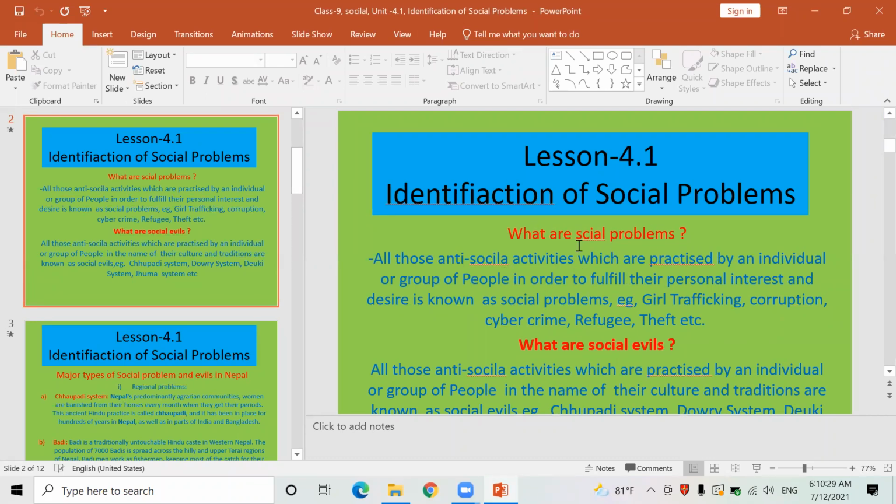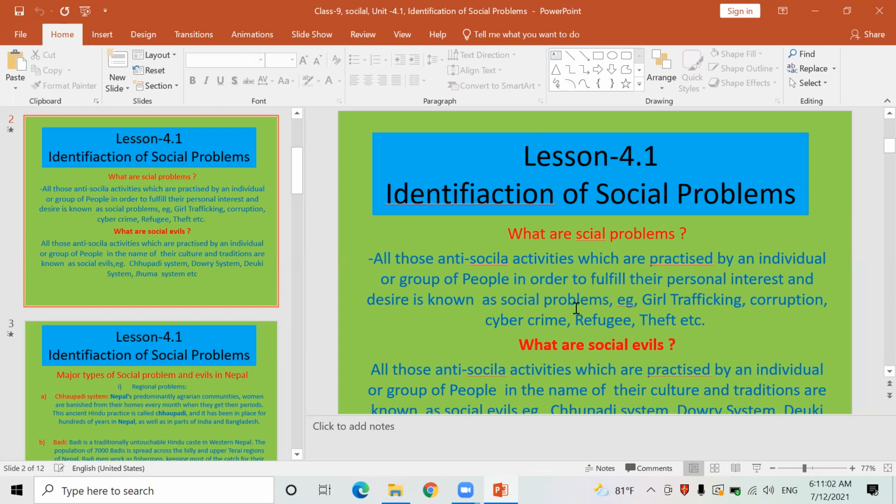Look here, today's topic goes like this, lesson 4.1, identification of social problem. Identification of social problem. सामाजिक समस्याहरूको पहिचान. सामाजिक समस्याहरूका पहिचान भनेर पनि भन्न सक्यो. Yes. Today's topic goes like this. This is the major topic. There are so many subtopics. We shall discuss on them today.